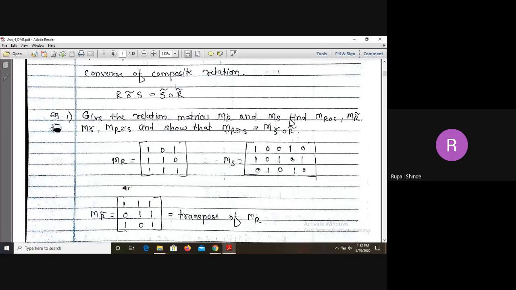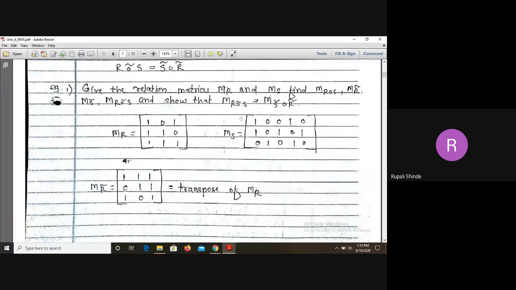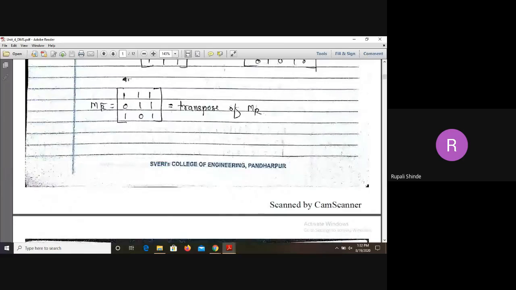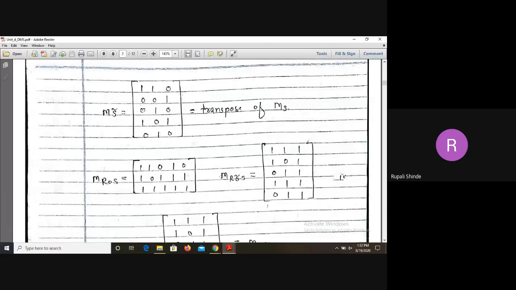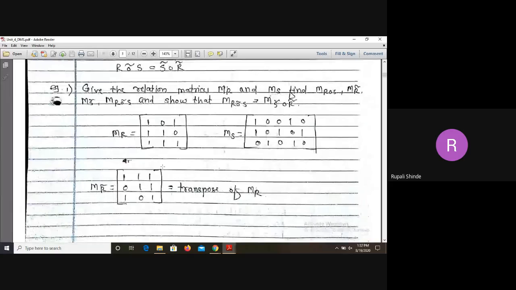Now what they have asked is to show that the matrix for the converse of R composition S equals the matrix for S converse composition R converse. We have found the answer for the matrix of the converse of R composition S, which is given here. Now find the matrices for S converse and R converse and take their composition. Can anybody tell me how to find the matrix for S converse composition R converse?